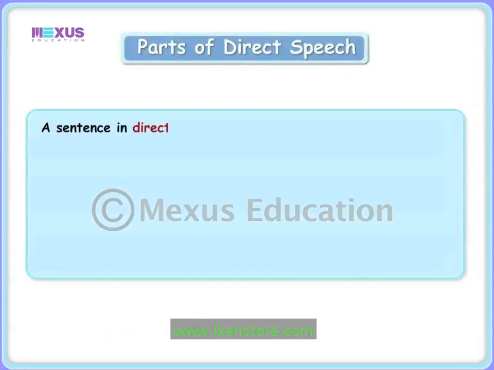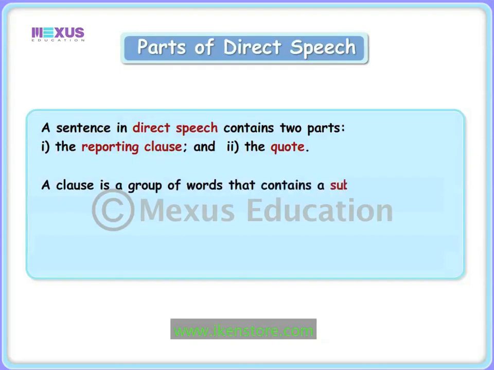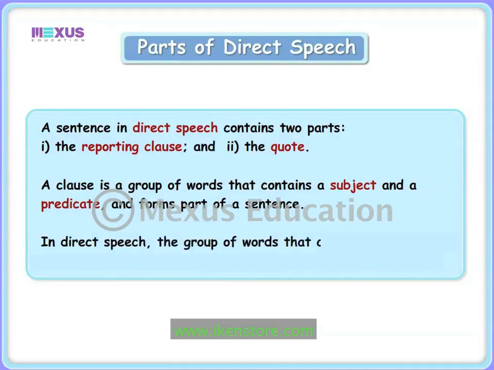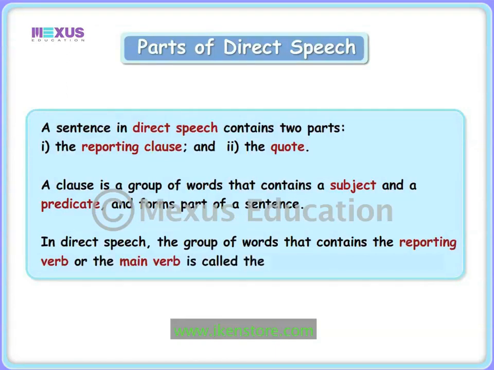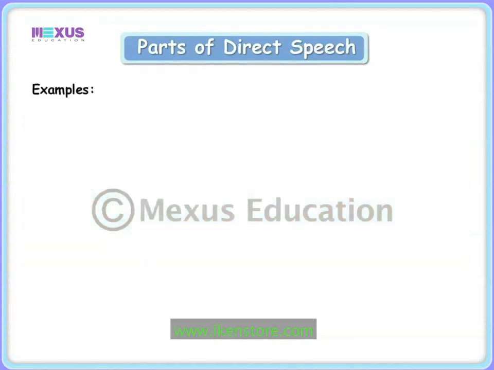A sentence in direct speech contains two parts, the reporting clause and the quote. We know that a clause is a group of words that contains a subject and a predicate and forms part of a sentence. So, for a sentence in direct speech, the group of words that contains the reporting verb or the main verb is called the reporting clause. Let's look at some examples to understand this better.